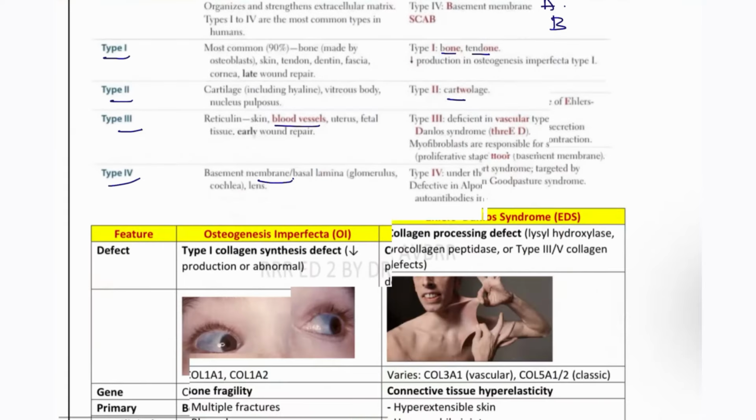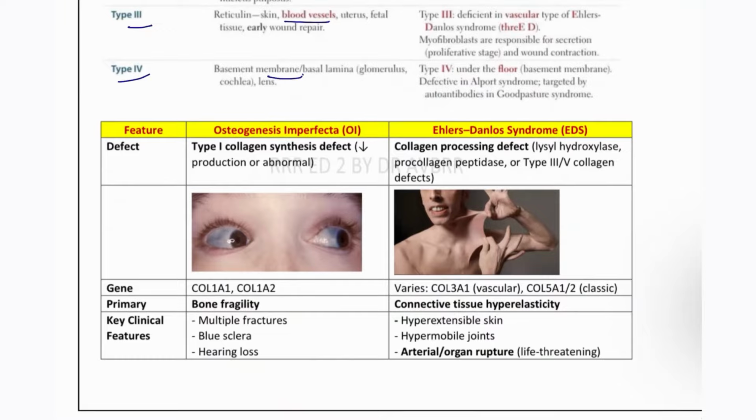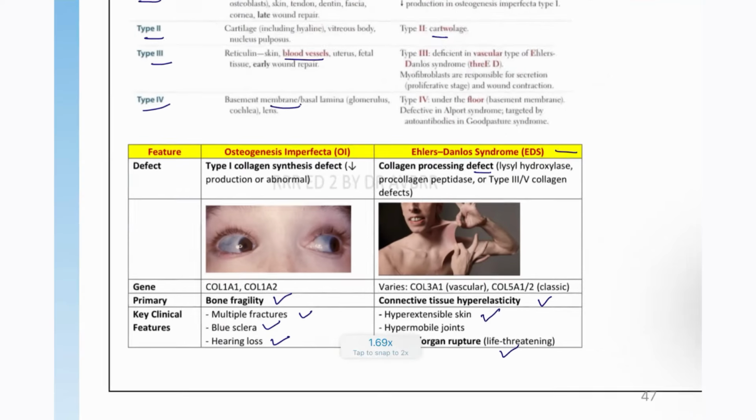The defects: the type 1 collagen defect will be osteogenesis imperfecta. Type 2, and sorry, this is the type 3 defect, arteries, that is going to be Ehlers-Danlos syndrome. In type 1 collagen defect, the patient will have bone fragility, multiple fractures, blue sclera, hearing loss. And in Ehlers-Danlos, hyperelasticity, hyperextensible skin, and arterial organ rupture will be seen in this patient.